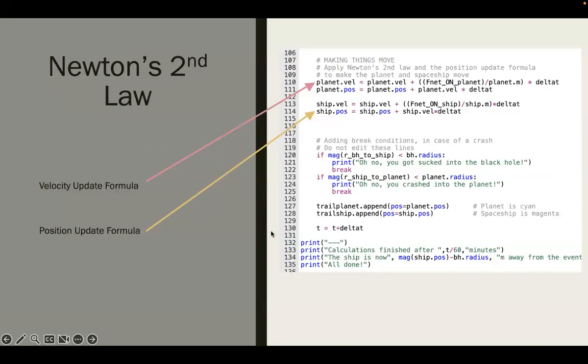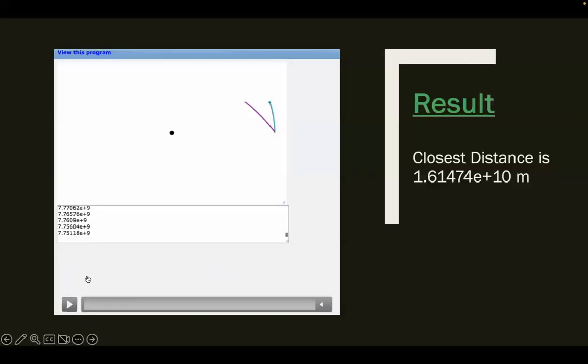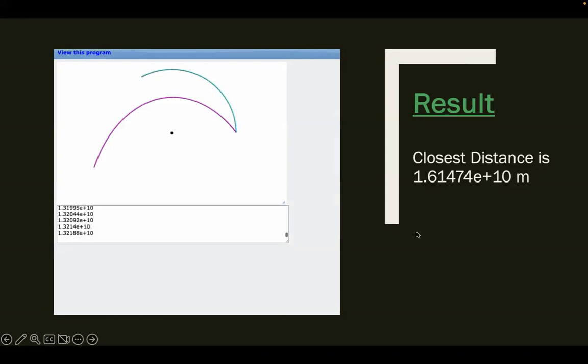And then for Newton's second law, we place both the momentum update and the velocity and position update formulas into the code. And then we get this result. I'm going to speed it up just due to time because this video is very, very long. And then we get the closest distance, which is 1.6 times 10^10.